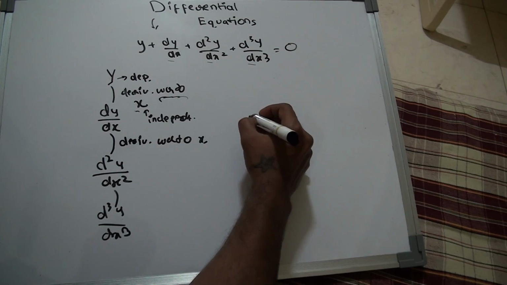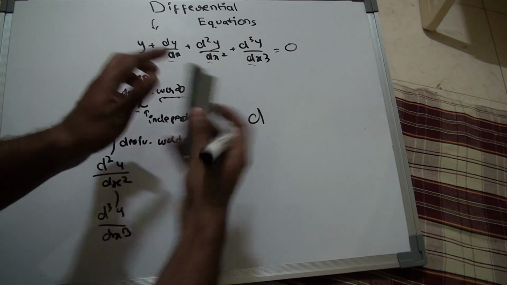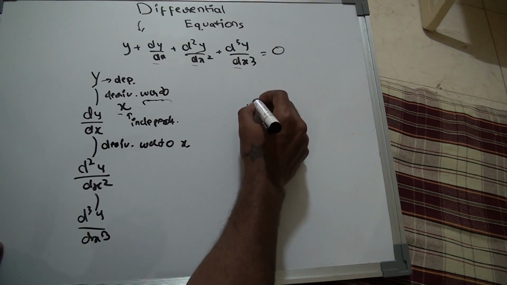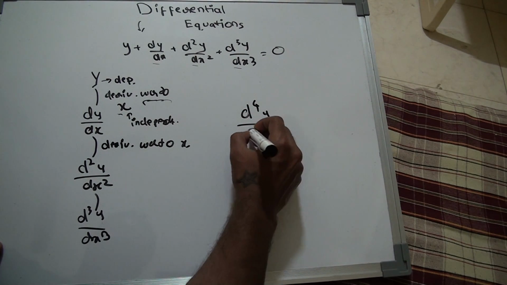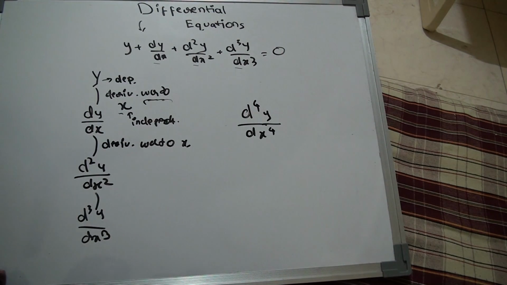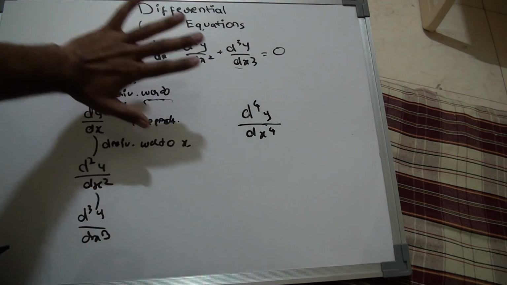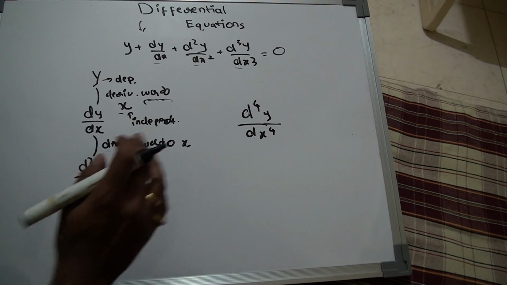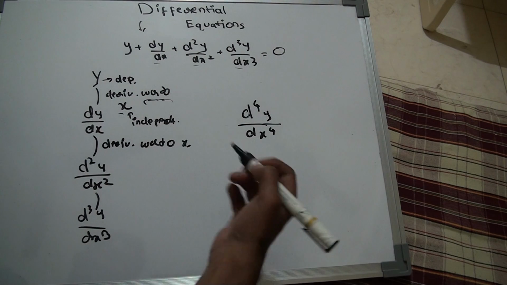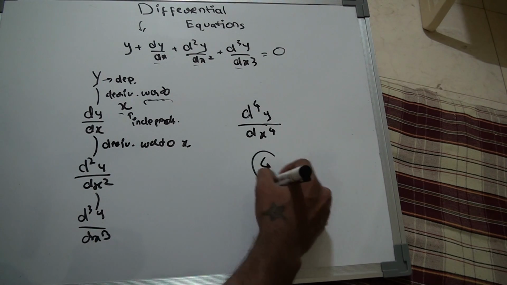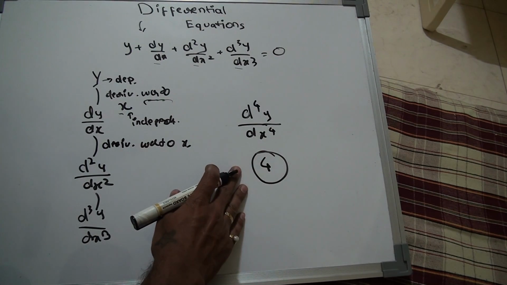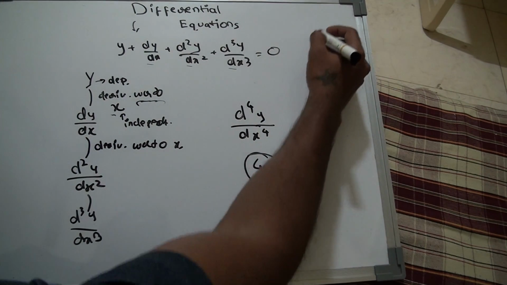For example, if I directly tell you the term d4y upon dx raised to 4, if I directly give you this term, then can you answer how many times the derivative has been taken? The answer is 4. So how did you reach this answer 4? So this is how this thing works.